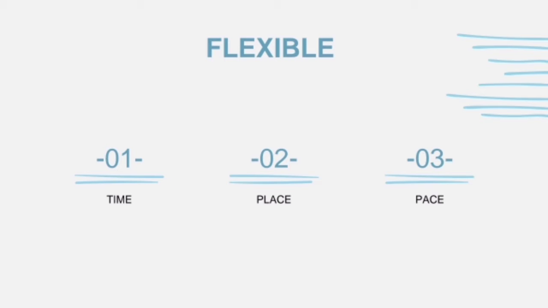Then the second is place. It means that when we conduct the learning and teaching process, it is up to us where we want to learn. Maybe one student does it in the living room, or another student does it in the library. This is up to them.